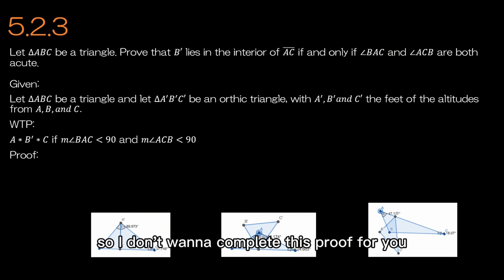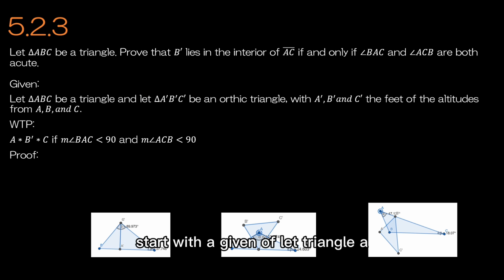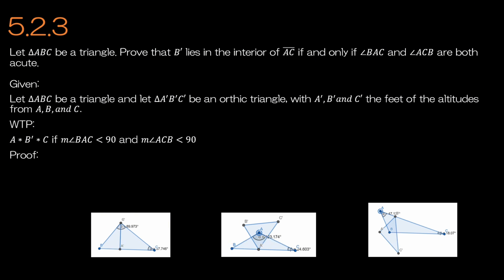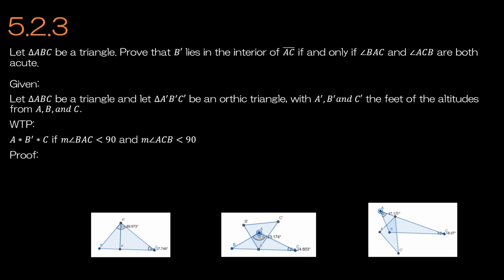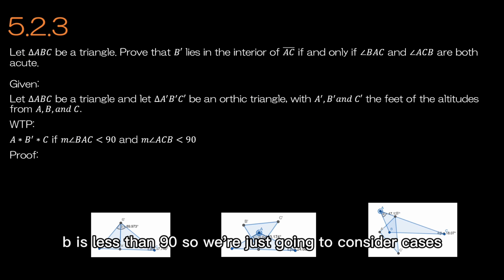So I don't want to complete this proof for you because I only gave you 2 proofs this week, but I do want to give you an idea of how you would go about the proof. Start with a given of let triangle ABC be a triangle and A prime, B prime, C prime be an orthic triangle with A prime, B prime, C prime as the feet of the altitudes. And we're trying to prove that basically B prime is between A and C if and only if the measure of angle BAC is less than 90 and the measure of angle ACB is less than 90.